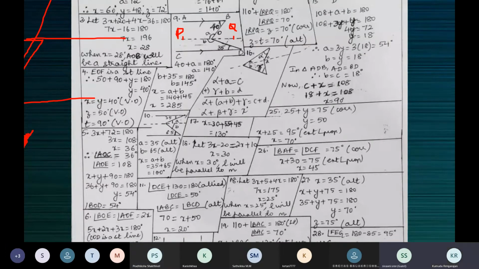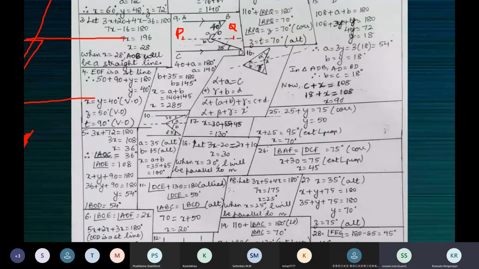PQ and AB, ma'am. PQ and AB we just finished. Which are the other set of parallel lines to find B?